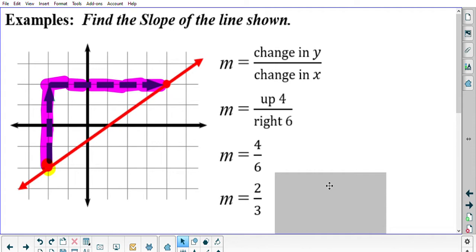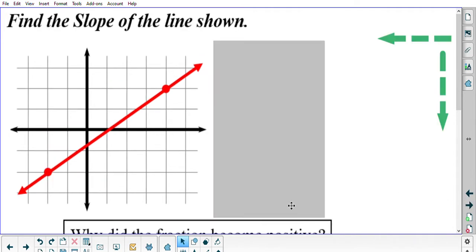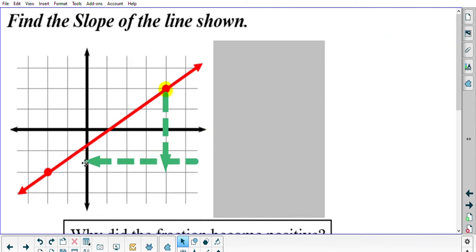And that is the slope of this line. Now, you heard me say that it doesn't honestly matter which point you start at. I'm going to prove that to you here. This is the exact same line I was just showing you. But this time, we're going to start at this point here in the top right-hand corner. So this time, we're going to have to go down 4 spaces and then left 6 spaces.